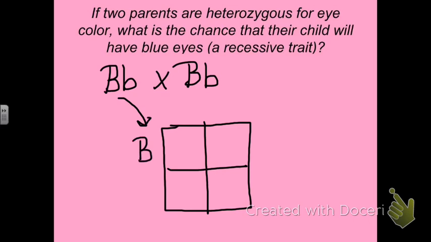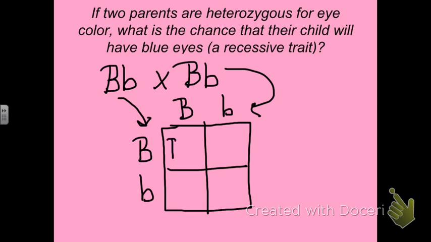So what you do is you take one parent's alleles and you separate them down the side. This parent can give a big B or it can give a little b. And then the other parent's alleles you also separate and you put them across the top. Big B, little b in this case. Then you pair together the letters into the boxes, showing the possible combinations that an offspring could have.